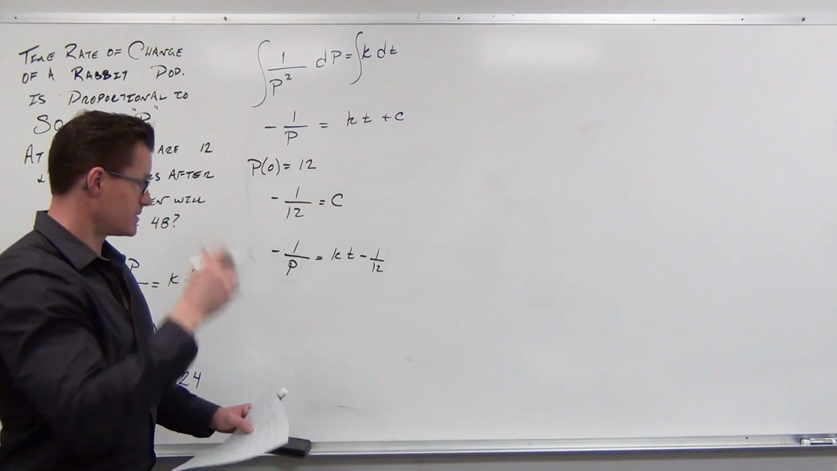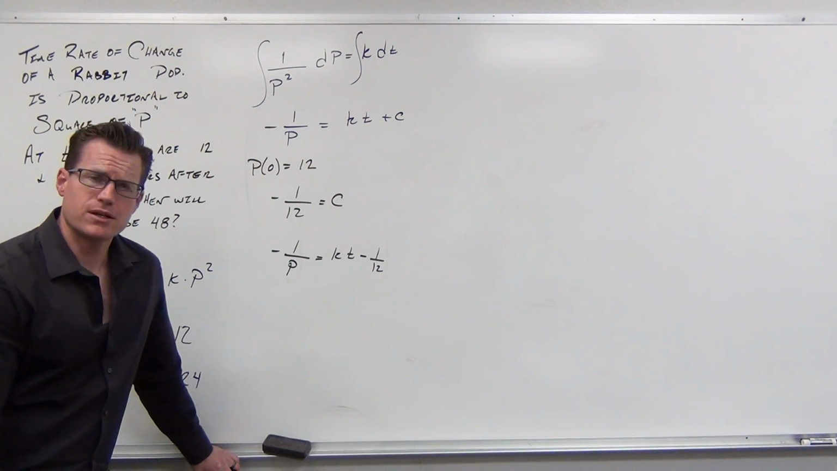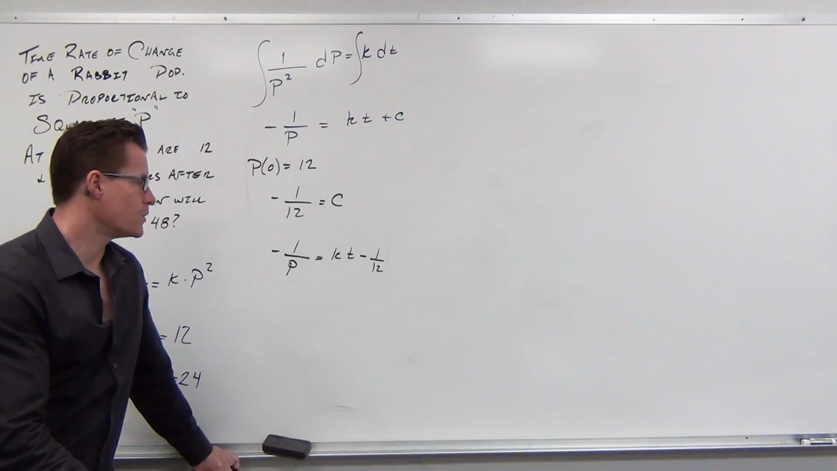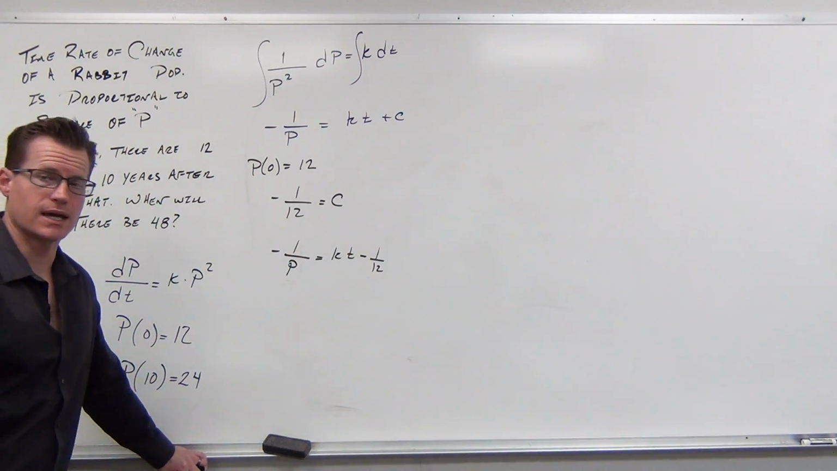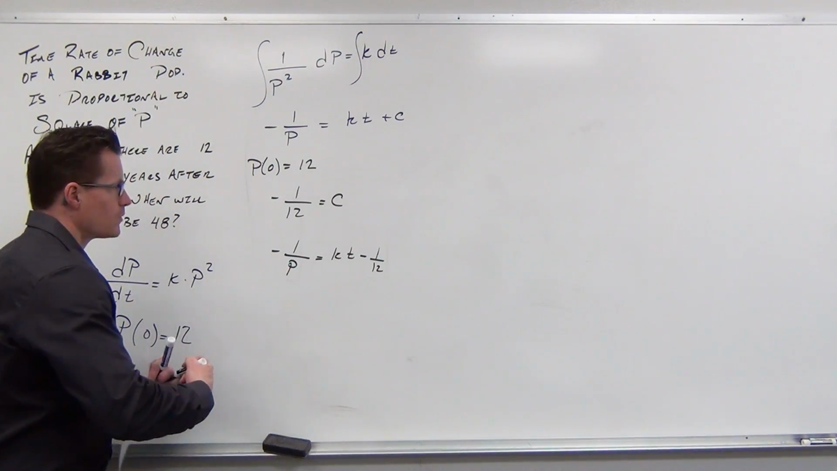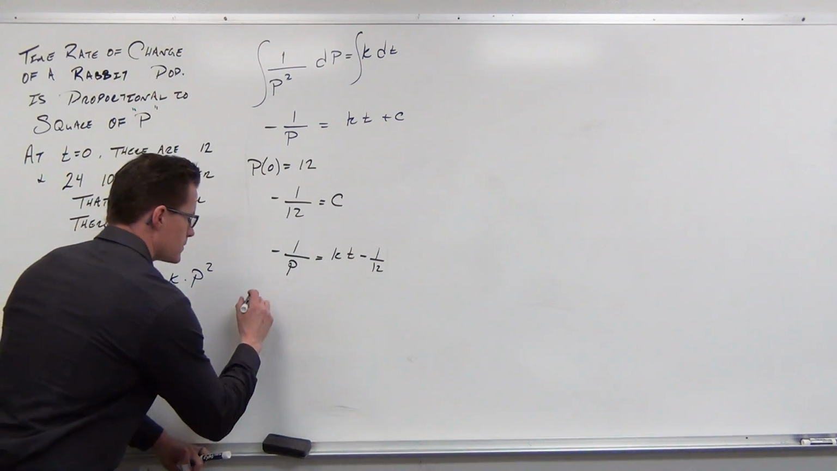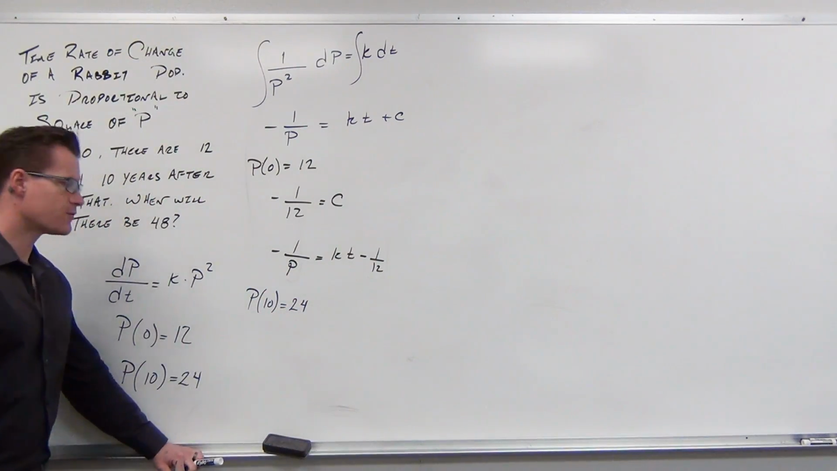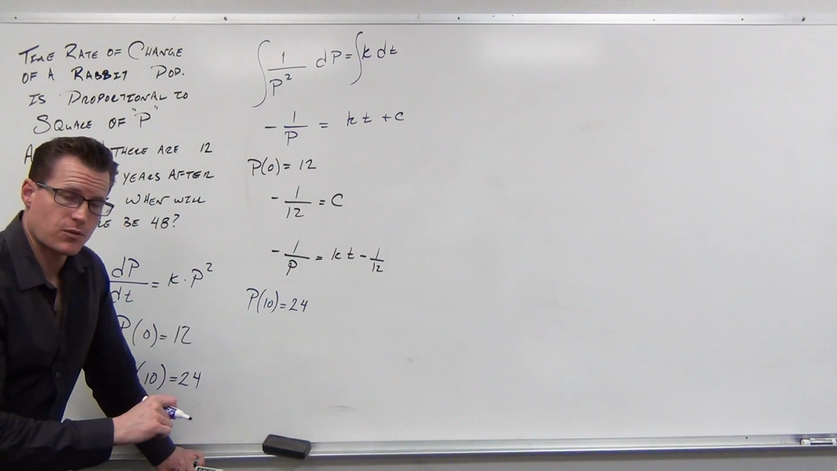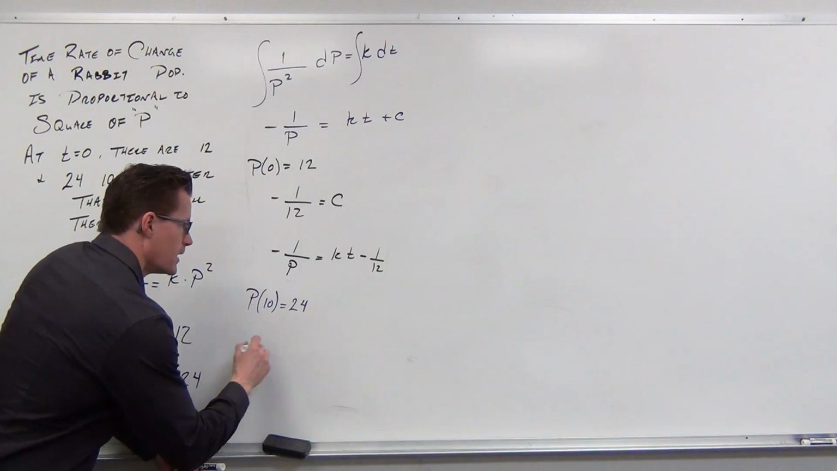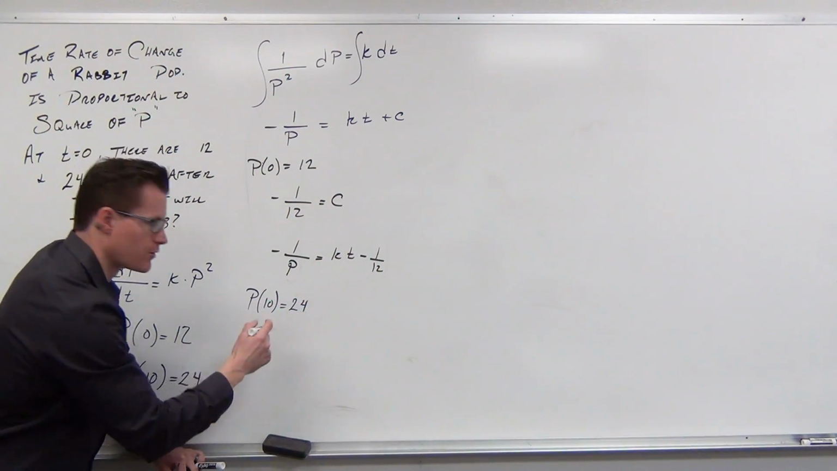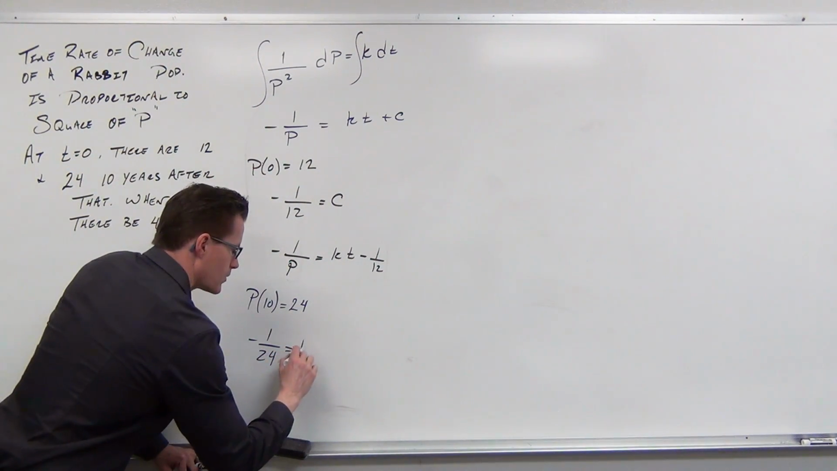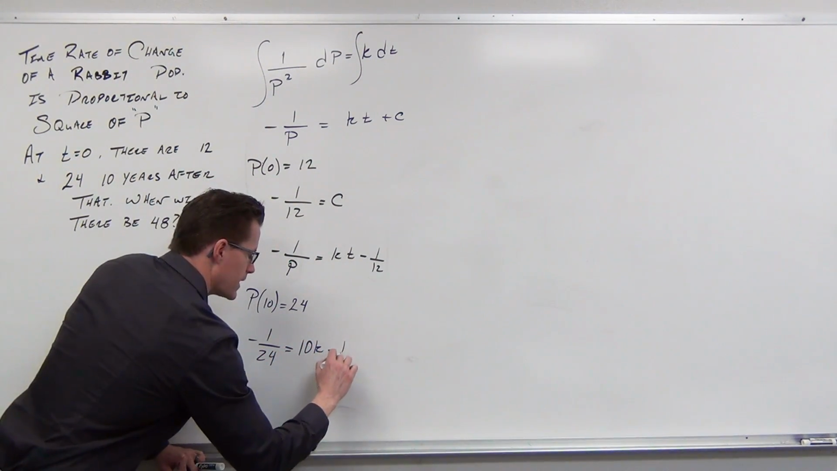Now what? Well, we just mentioned that if we use our initial value to solve for our c, we can use the next piece of information to solve for our k. So we're going to say that now that we know that after 10 years, there were 24 bunnies, we can plug in 24 for p when we plug in 10 for t. And after having solved for that c, it leaves us just one more variable. So -1/24 equals k times 10, or 10k, minus 1/12.